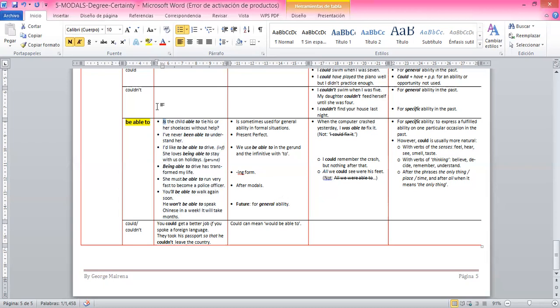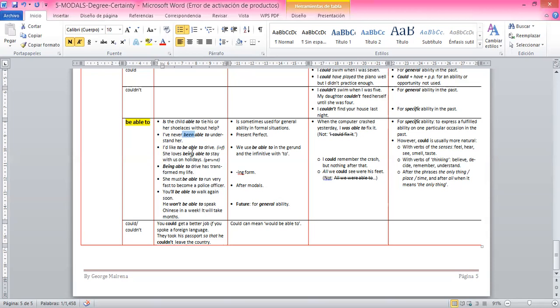Let's see the second one. In the second one, we have something different. I've never been able to understand her. So which grammar tense is that? Can you recognize it? Present perfect. Yes, that's right. As you can see here, we have been, but this been belongs to the verb to be, because it is the past participle of be, right? Then we have I'd like to be able to drive.